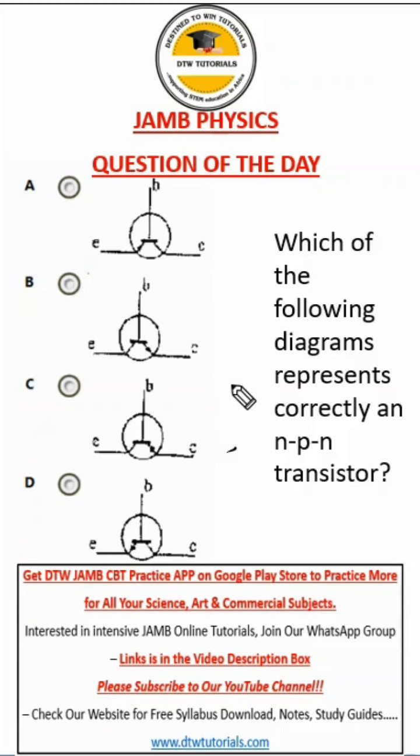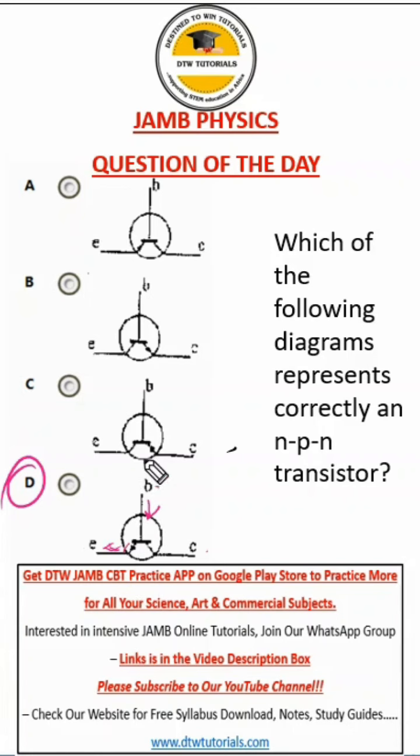You can get this JAMB physics question. It says, which of the following diagrams represent correctly an NPN transistor? Our right answer here is option D. For an NPN transistor, where you have the base, the collector, the emitter, the direction of current flow on the emitter is this way, downwards, while the base is this way.